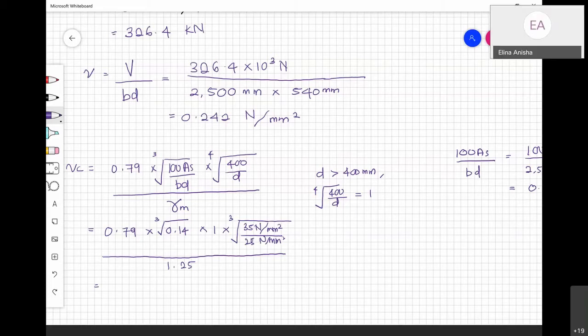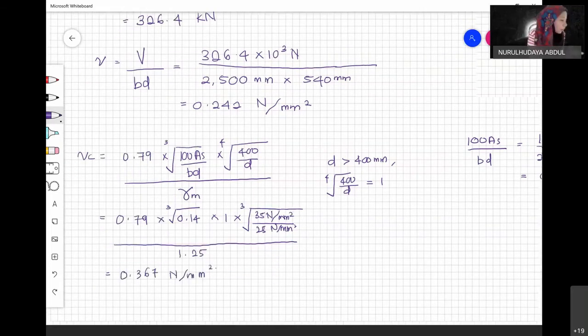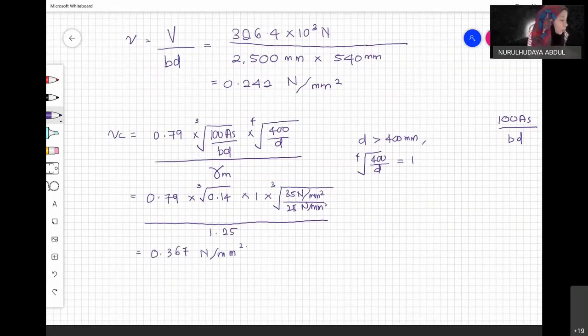0.367. Okay, betul. Thank you. 0.367, kita dah dapat VC. What we need to do is kita compare lah value of the V yang kita dapat out here, this one, kita compare dengan this value. Okay. So you see that V is actually less than VC.